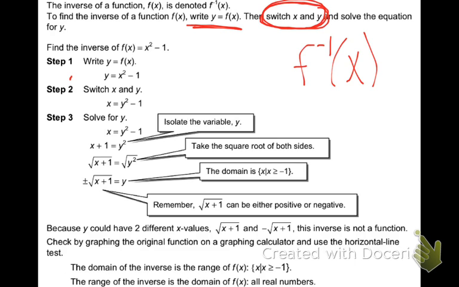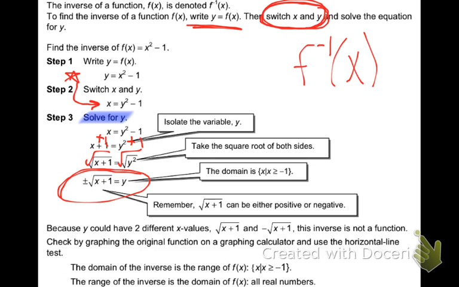So for instance here, I take my equation, y equals x squared minus 1, and I switch x and y. So it becomes x equals y squared minus 1. And then I solve for y. So notice to solve for y, you add 1 to both sides, take the square root, and I get y equals plus or minus the square root of x plus 1. And that is the inverse of that function.